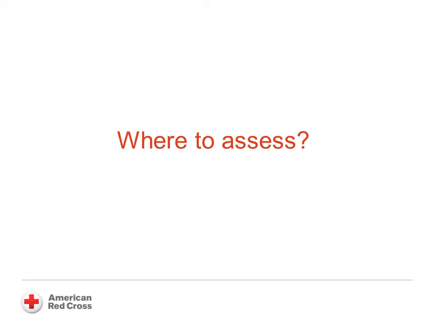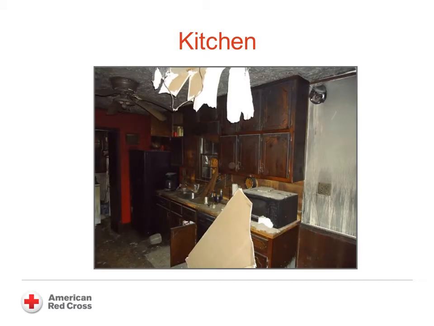So the next thing is where to assess. Obviously, when we conduct an exterior damage assessment following a tornado or a flood, we're looking at the outside of the home, and then we're making a quick assessment from there. But as we go into an interior part of a house, there are only a few places where we need to look for and assess the damage. And that's really your kitchen area and your sleeping area.